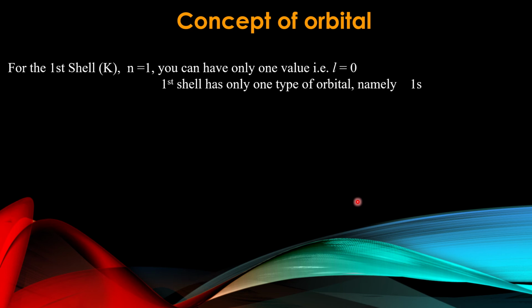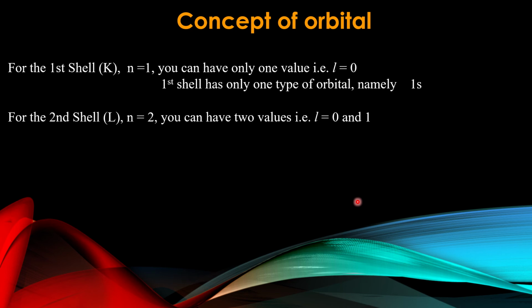In this way, for the L shell, that means the second shell, when n equals 2, the value of l is 0 to n minus 1, that means 0 to 2 minus 1, that is 0 and 1. How many values does l have? l has 2 values, 0 and 1. That means for the second shell, there are 2 orbitals, 0 that is s and 1 that is p. So the 2 orbitals are 2s and 2p.